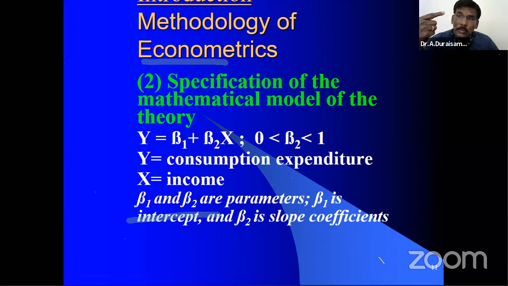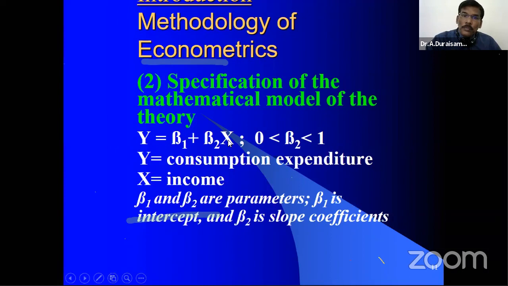So now it is very clear. Keynes's psychological law of consumption has been expressed in an equation where Y, the dependent variable, is nothing but consumption expenditure, and X, the independent variable, is nothing but income. And these two are linearly related. So I am saying in a straight line equation, Y is equal to beta 1 plus beta 2 of X. Hope you all understand.